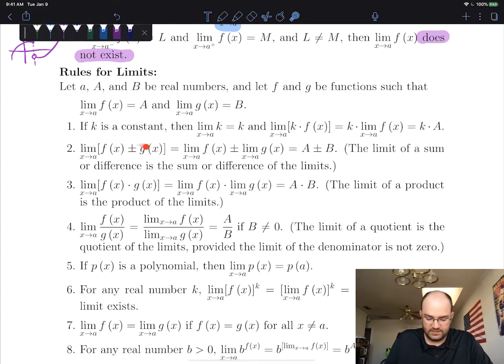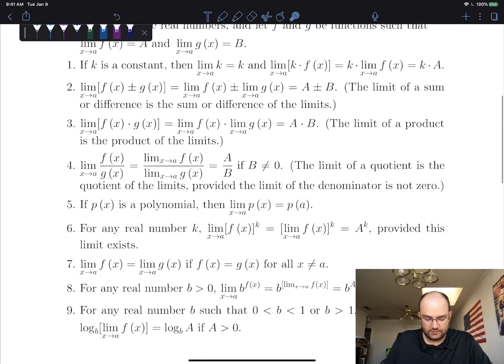Same thing for a sum or difference. So the limit of a sum or difference is the sum or difference of the limits. And for a product, the limit of a product is the product of the limits. And for quotients, the limit of the quotient is the quotient of the limits, provided that the limit of the denominator is not zero. In other words, if you can plug in a into both the numerator and denominator, then it works out pretty well.